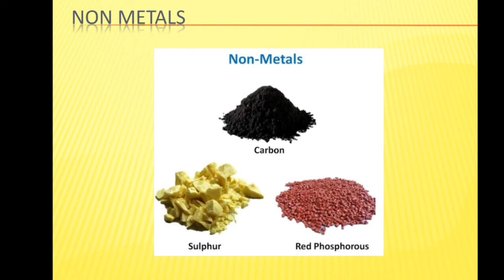Now, let us know about the non-metals. So what are non-metals? Non-metals are materials that do not exhibit properties such as lustre, malleability, ductility, and sonorousness, and they are also bad conductors of heat and electricity. Here you see in the picture these are different non-metals. Carbon, sulfur, phosphorus are some examples of non-metals.